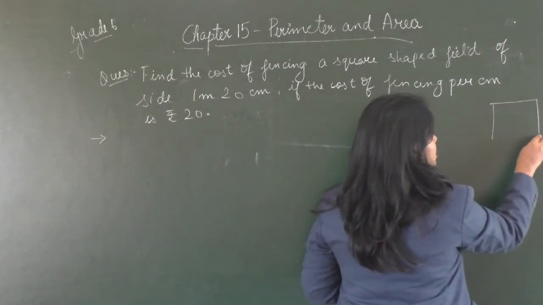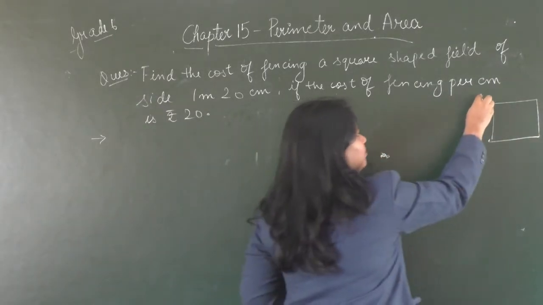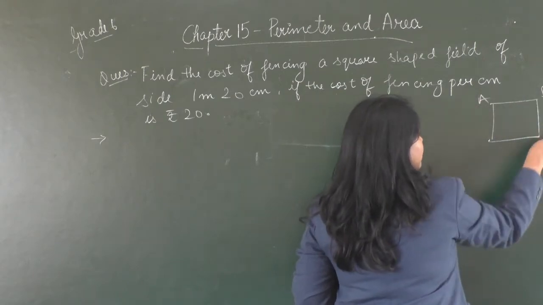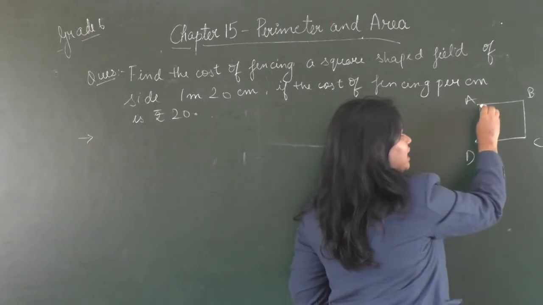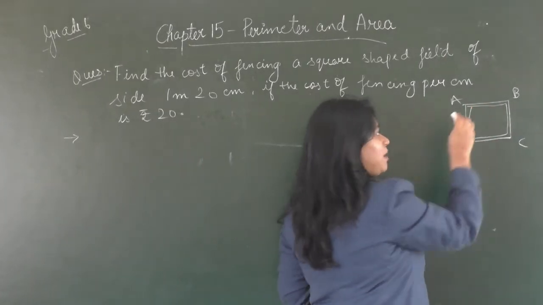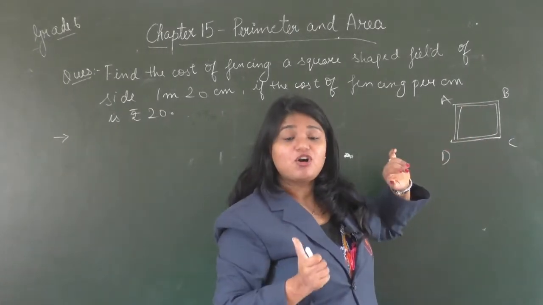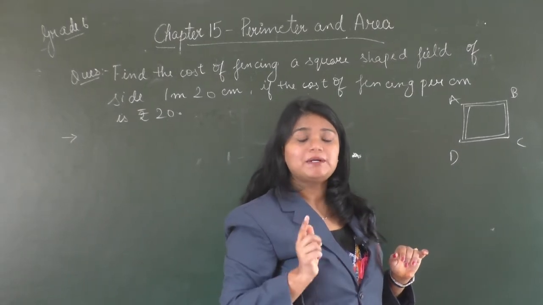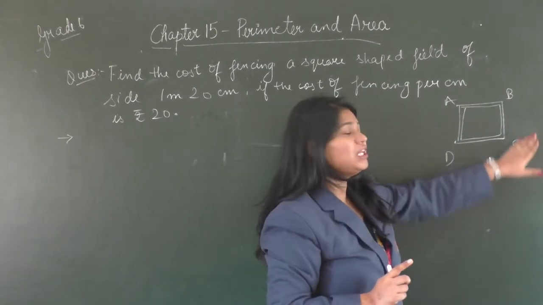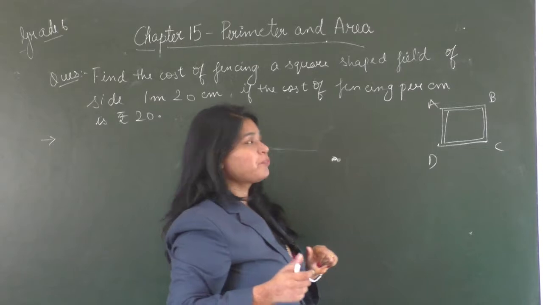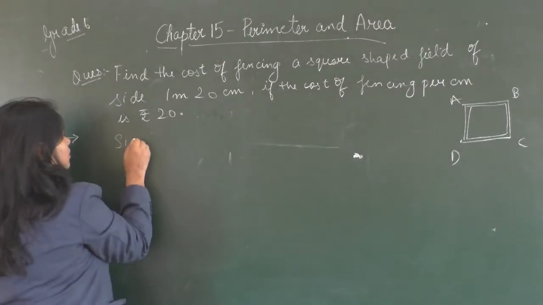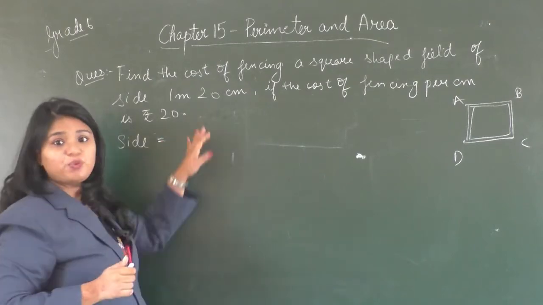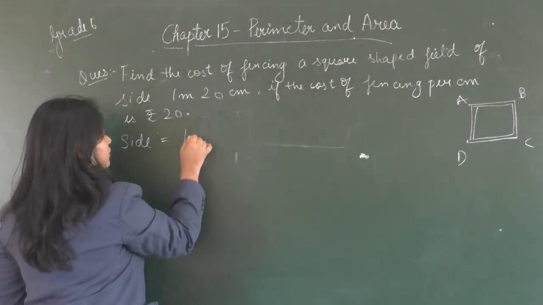So for example, this is a square shaped field ABCD and the fencing has to be done in the boundary of the field, and the cost of fencing is rupees 20 per centimeter. So first we need to find the perimeter, right? The side given is, side is equal to 1 meter 20 centimeter.